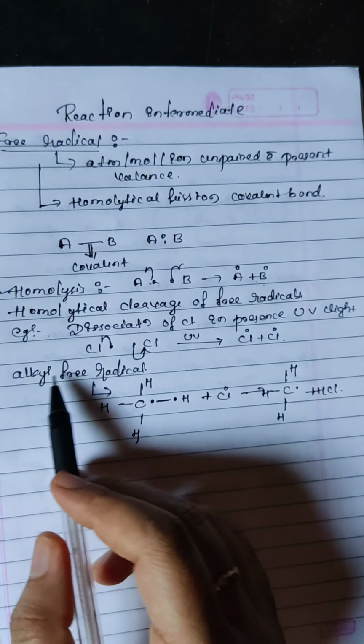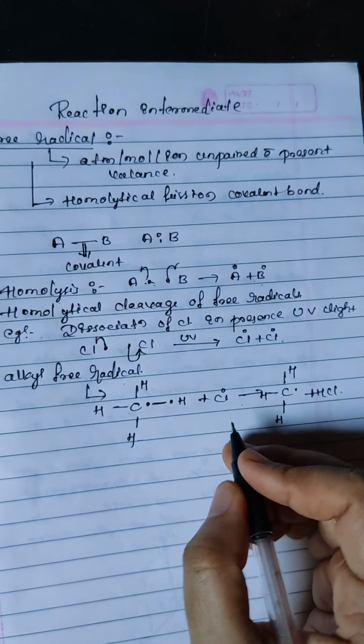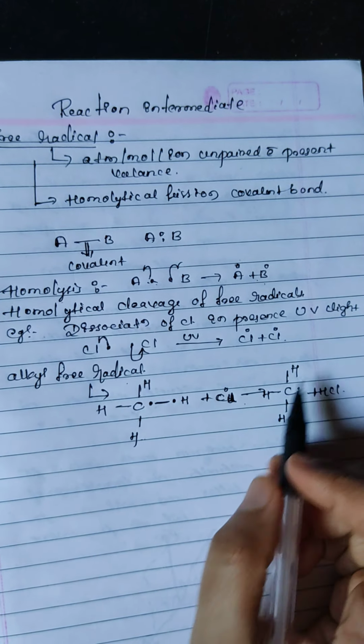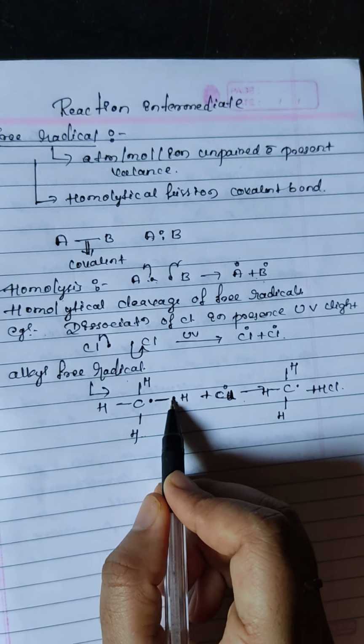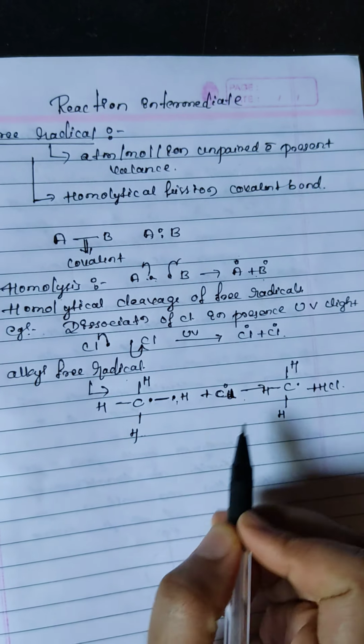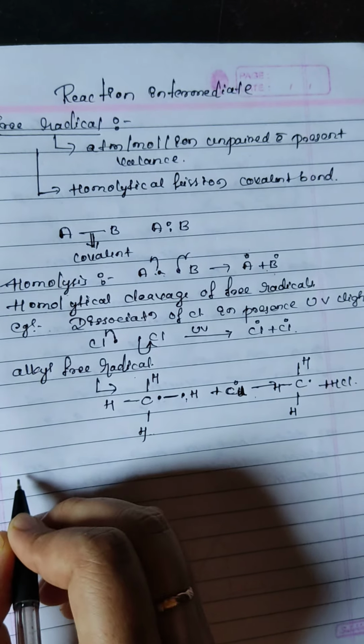Next one is alkyl free radicals. The methyl group is attached in the chlorine compound. This is chlorine. Okay, HCl will be formed. That free radical is attached on that side, and this one is a free radical. Next, formation of the free radicals.